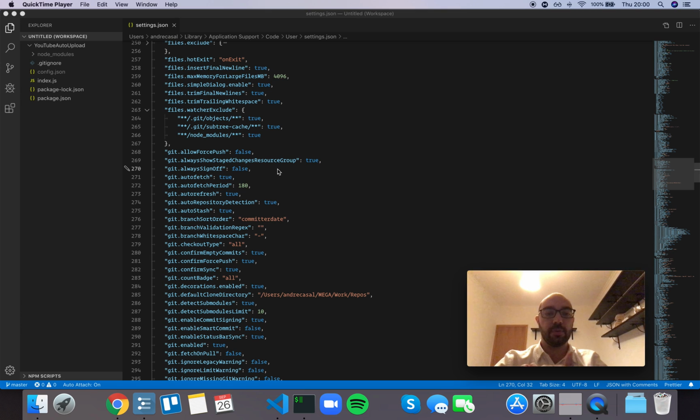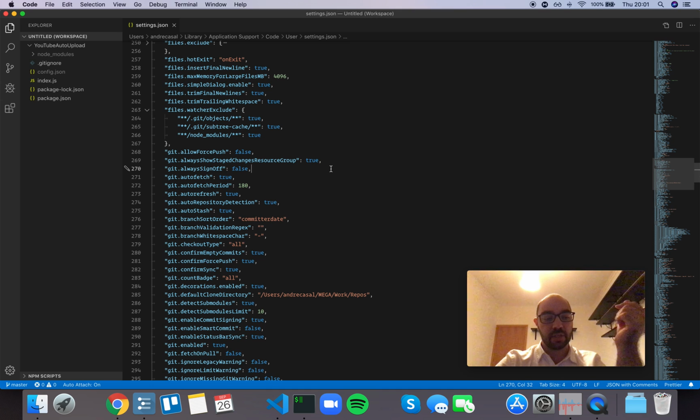All right, so git always sign off controls the sign off flag for all commits. So what is this thing? Basically, a sign off in Git is just a little message that appears at the end of the commit saying "Signed-off-by John Doe" and then email, right?